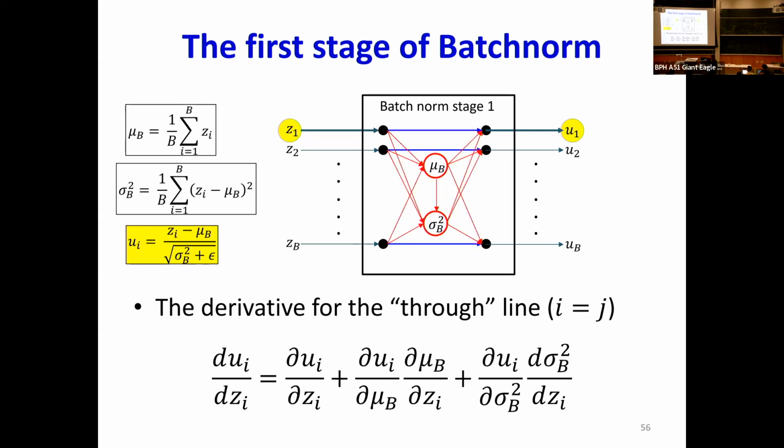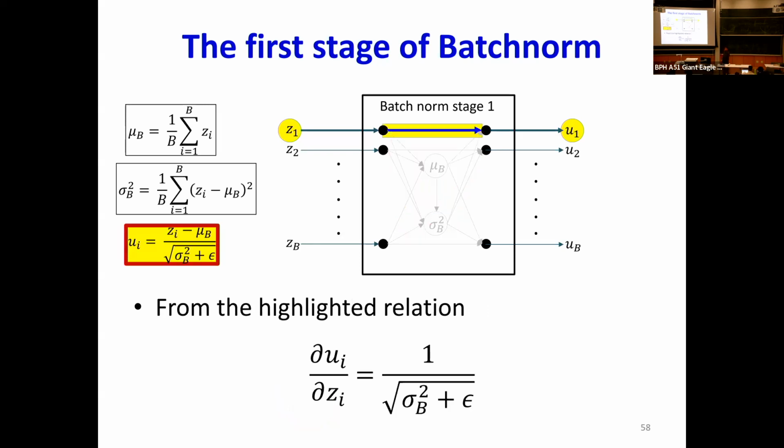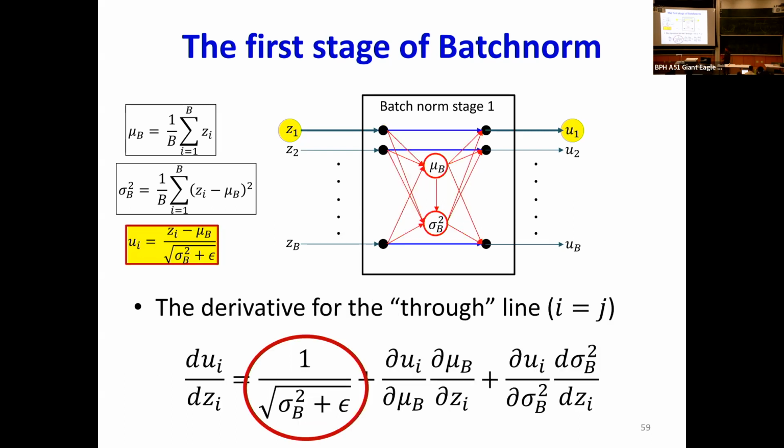Let's take a look at the first guy. Yeah, this one, the derivative of u with respect to z. Now for the derivative of u with respect to z, you're speaking of the through line, right? So on this through line, the dependence between u and z is given by this formula, right? What is the derivative of u with respect to z going to be? Just the denominator, right? That's going to be 1 over the square root of sigma squared plus epsilon. So I can just drop it there, right? Everyone with me?